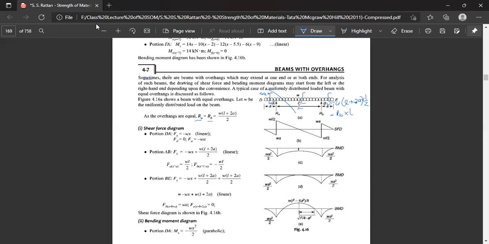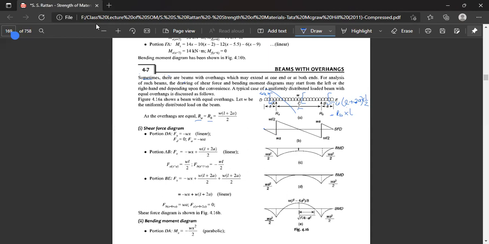So from the shear force diagram here, it is clear that the shear force is varying from 0 at the point D up to minus Wa at the point A, and it is uniformly varying as per the equation Fx is equal to minus Wx.